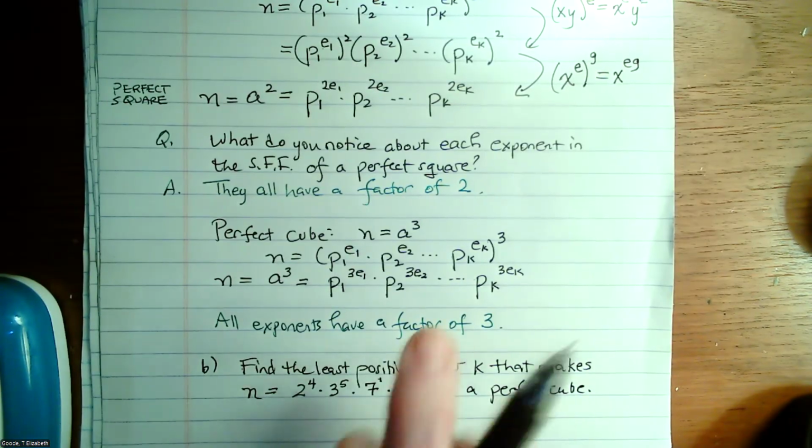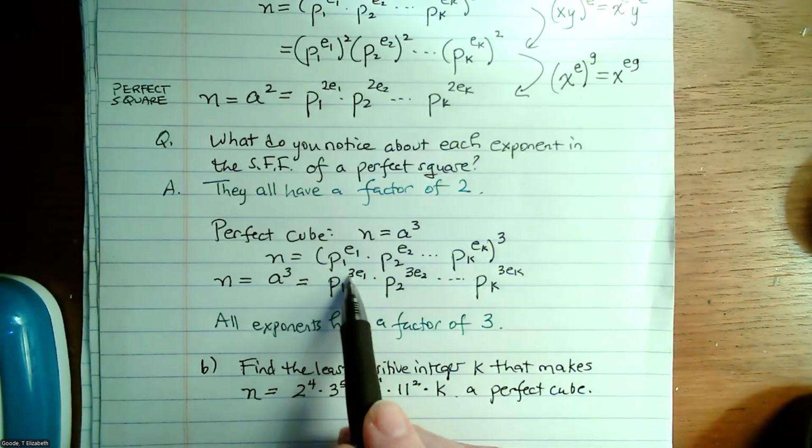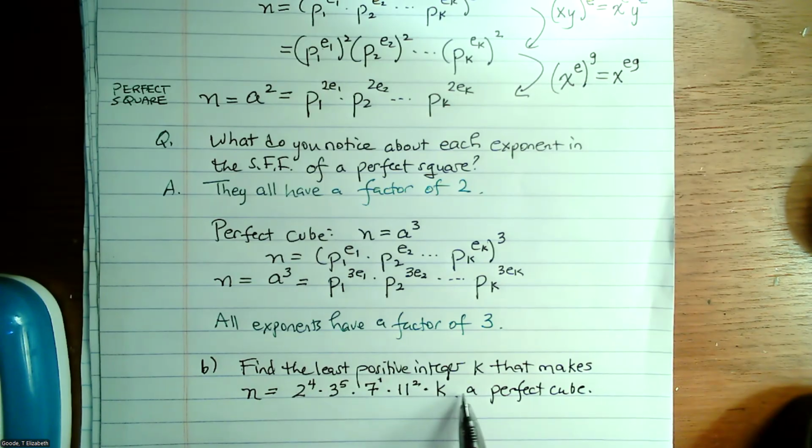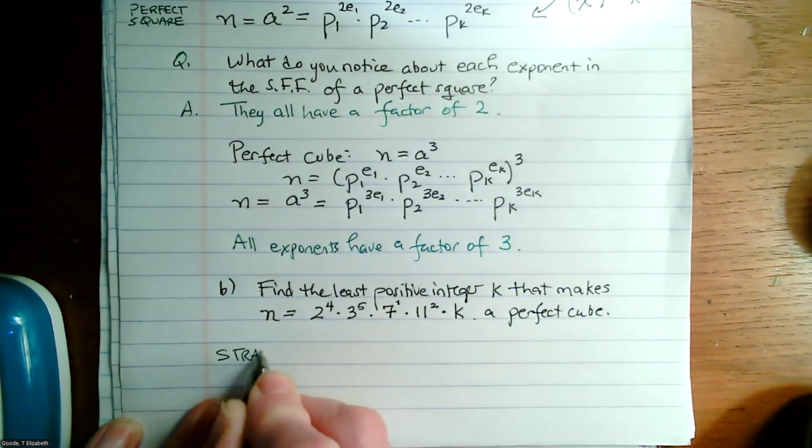Well, what we're hoping folks realize is that that means all of the exponents, when this is written in standard factored form, have to have a factor of 3. So we get to build k to correct these exponents, just to make them just big enough so that they will all be divisible by 3. So that's our strategy.